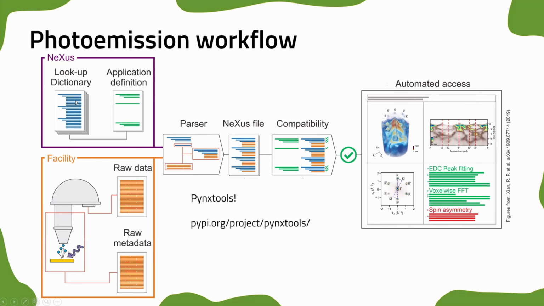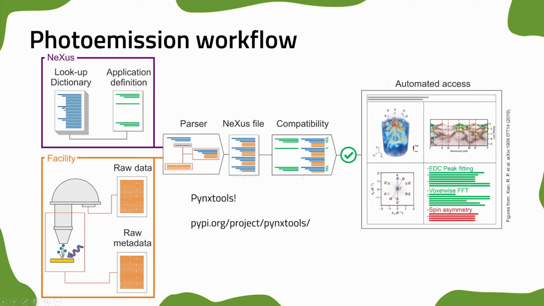Like, how can we describe the beam? How can we describe the data? And we need categories where all the information is sorted in. So there's a lookup dictionary. And in order to have an application later on running, like we want to do something with the data, we have to define what should be actually there in the data. If you want to work with band structure data from photoemission, then you have to provide a set of data such that you can calculate this band structure. And these application definitions specify what data should be in there.